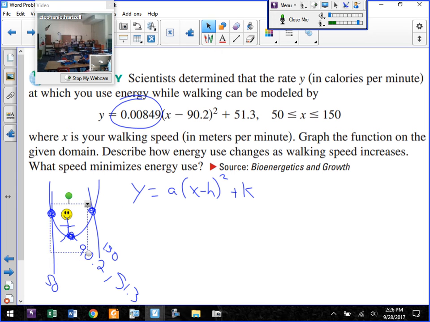As he's walking, what is this saying happens as he walks faster and faster and faster? What is he using? That's all it means. The faster you walk, the more energy you're using, the more calories you burn.